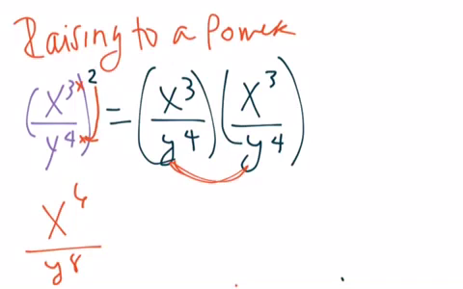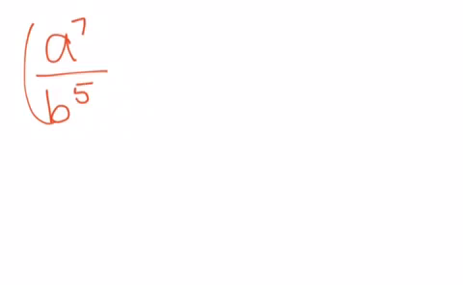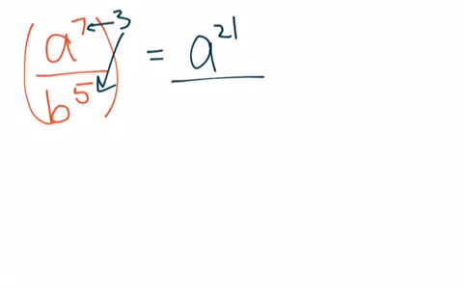You don't need to show this work right here, but that is why you're actually multiplying instead of adding the exponents there. Okay? So let's do another one. Let's do a to the 7th over b to the 5th in parentheses. Let's do 3. Okay? All we're doing is multiplying right here and right here. Okay? So 7 times 3 is 21, so we have a to the 21st over b to the 15th.